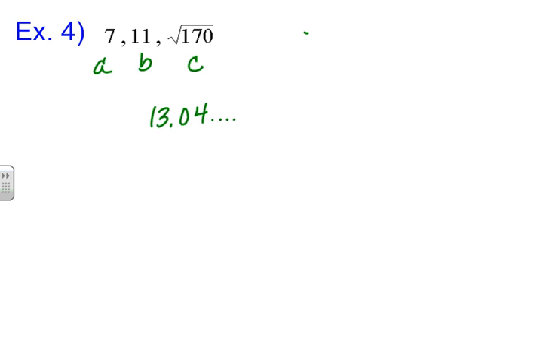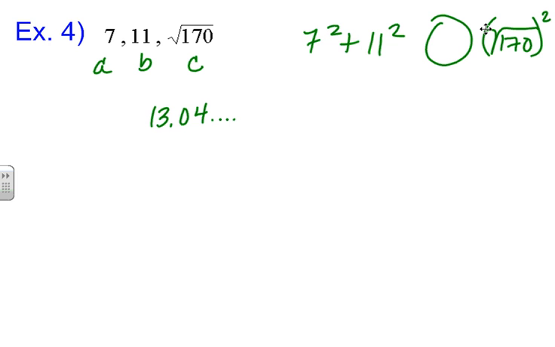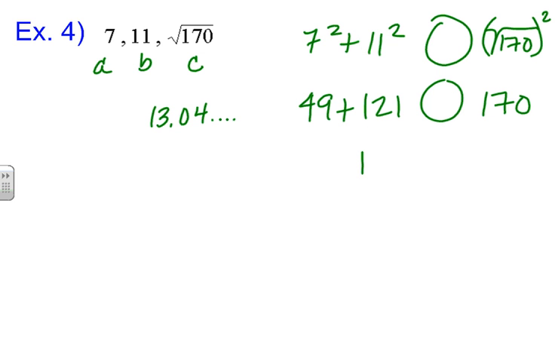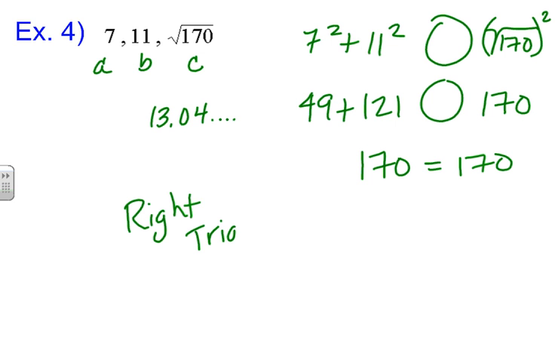So we have 7 squared plus 11 squared. How does that relate to the square root of 170 squared? Well, 7 times 7 is 49. 11 times 11 is 121. The square root of 170 squared, remember, these are opposites of each other, so they undo each other, so that puts us at 170. 49 plus 121 is 170, so since both sides are equal, these are the dimensions of a right triangle. Hope that you can now understand the converse of the theorem and how it applies.